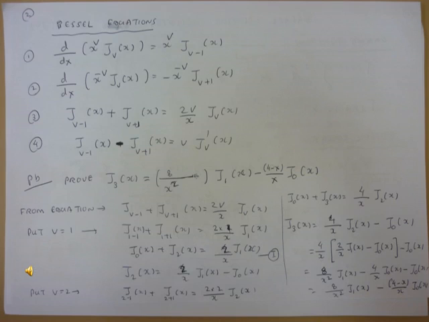Then we substitute this J2(h) value. So J2(h) value is equal to (2/h)J1(h) minus J0(h). So we substitute. Therefore J3(h) is equal to (4/h) in the bracket (2/h)J1(h) minus J0(h) close bracket, minus J1(h). So we open the bracket and resolve. That will be (8/h²)J1(h) minus (4/h)J0(h) minus J1(h). So finally we got (8/h²)J1(h) minus (4−h)/h J0(h).